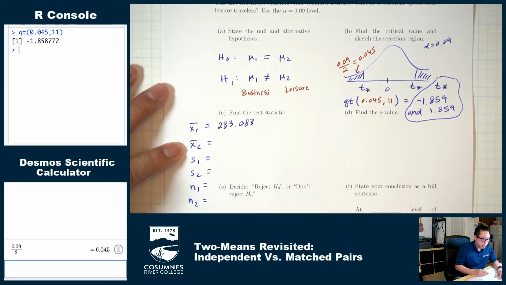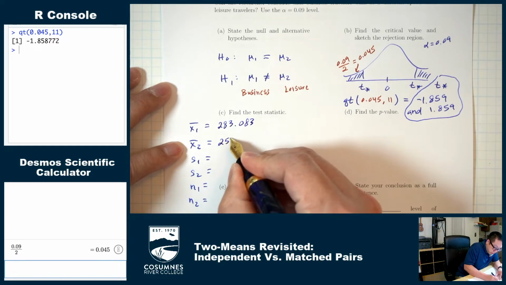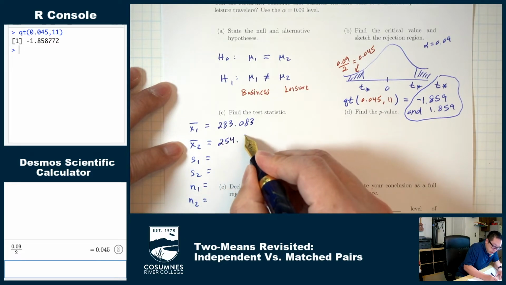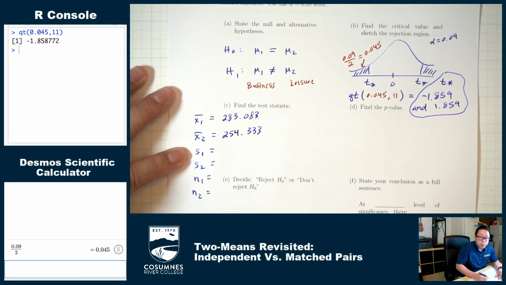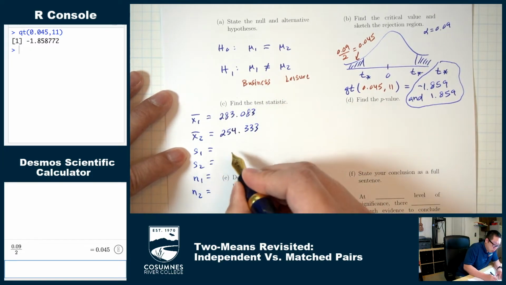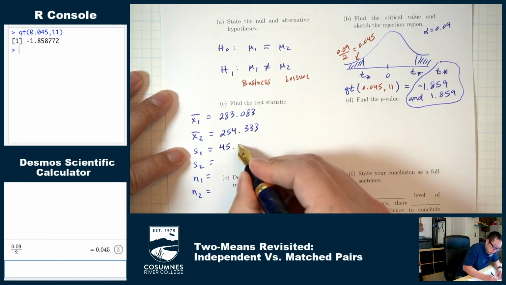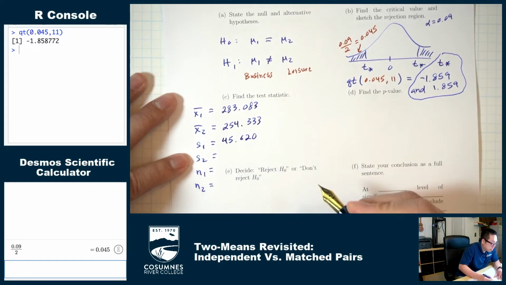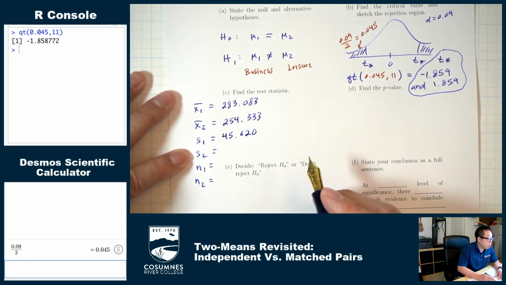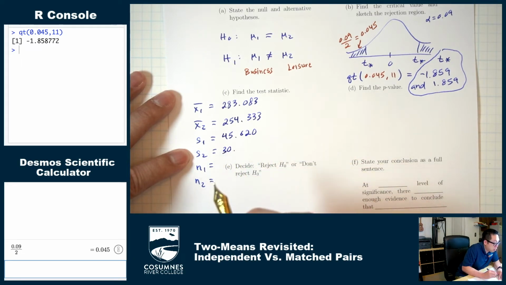X2 bar, that's the mean for leisure. That's going to be 254.333. S1, that's the standard deviation for business. Standard deviation for business was 45, rounded to 3 decimal places, this is going to be 45.620. S2, that's the standard deviation for the leisure. 30, rounded to 3, this is going to be 30.110.